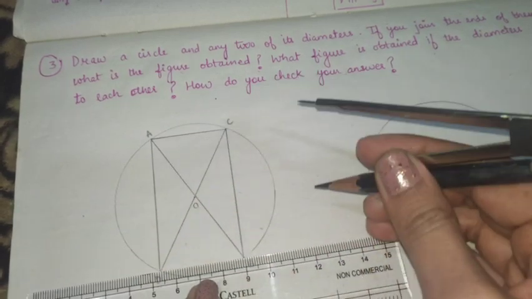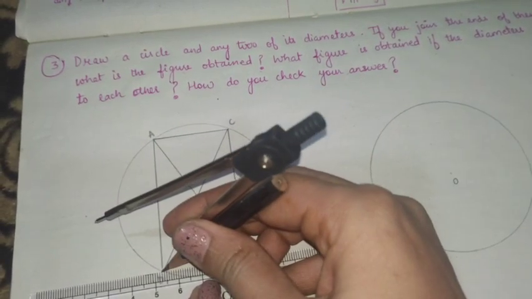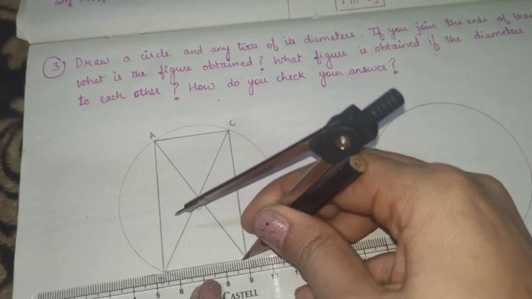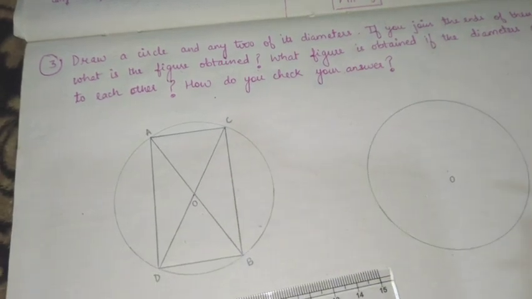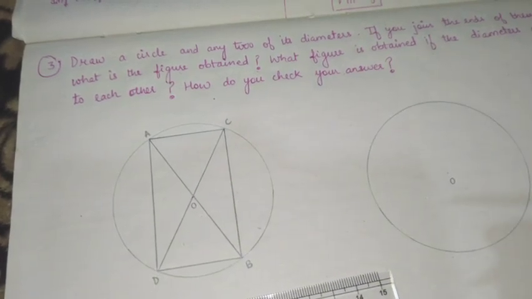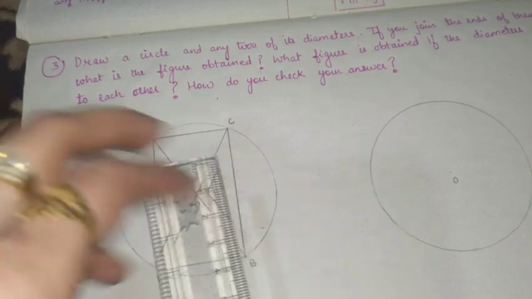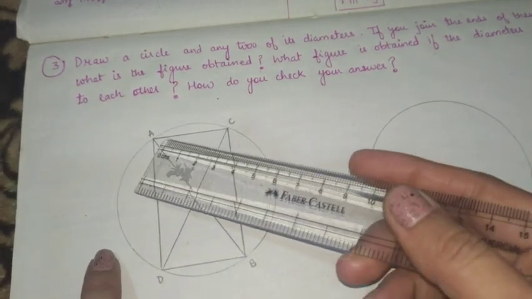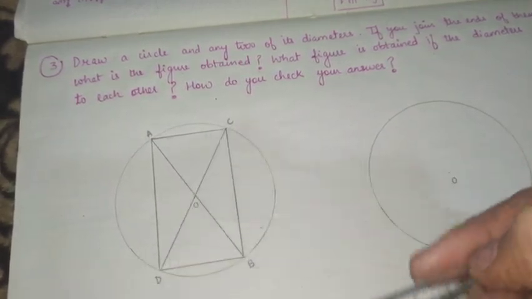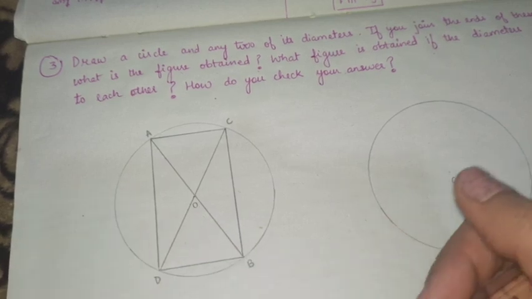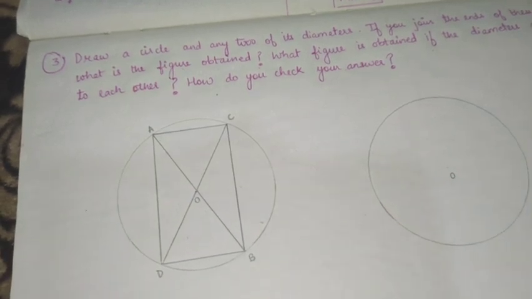Join all the ends. Okay, so as you can see, just by looking at the figure, you can tell it's a rectangle. How would you check your answer? You know, in a rectangle, all the angles are of 90 degrees. You can measure it with a protractor.